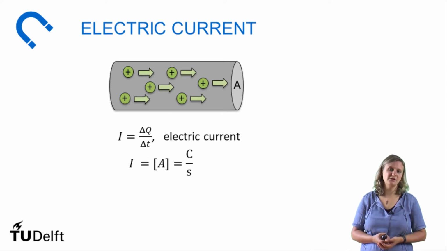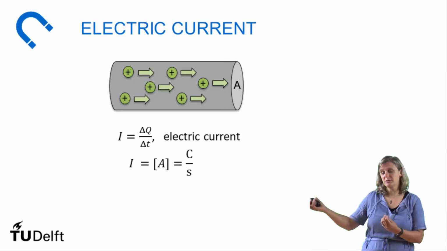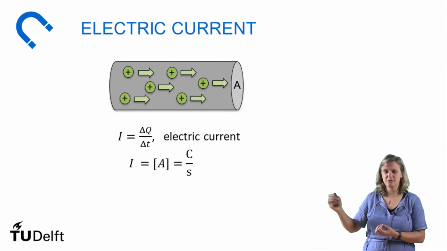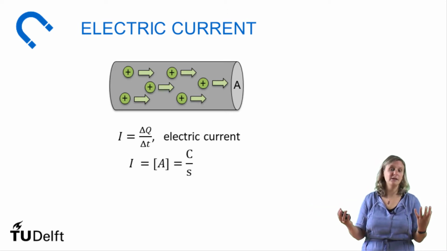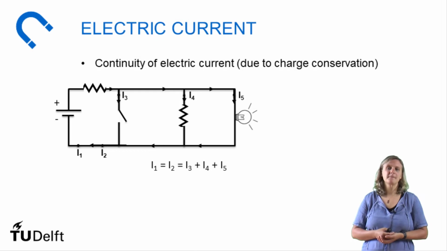And charge conservation is one of those important conservation laws in physics that tells you anything that comes in has to either stay or go out. It cannot miraculously appear, neither can it miraculously disappear. So anything that goes in, goes out. This is called the continuity of electric currents.